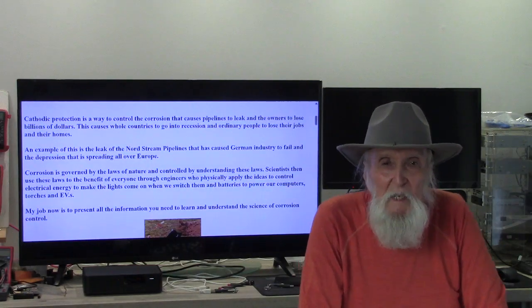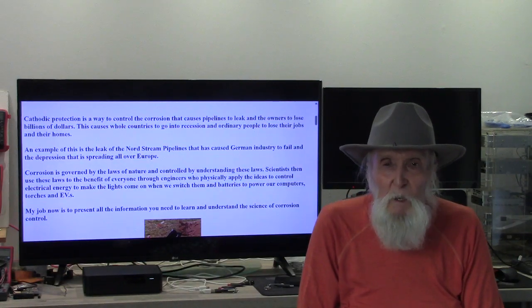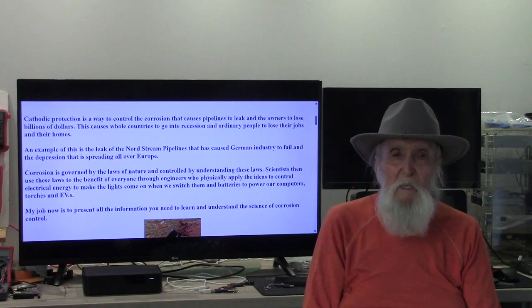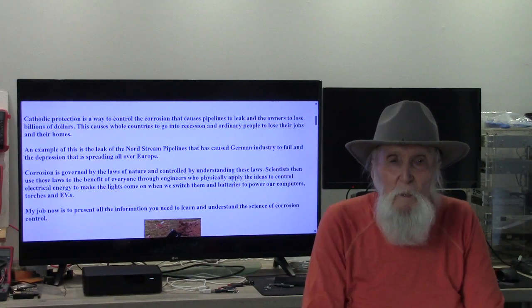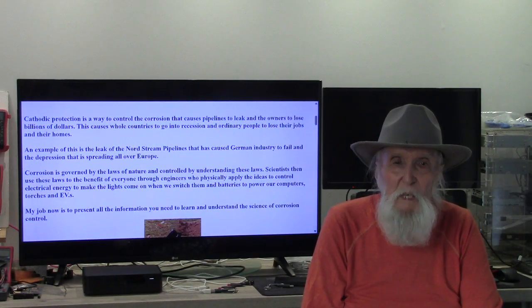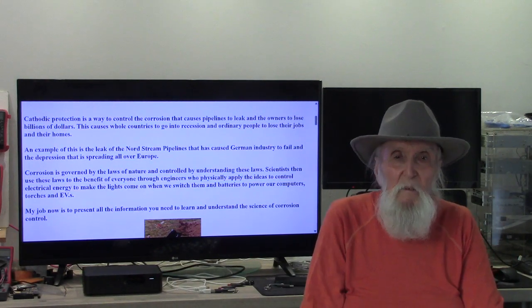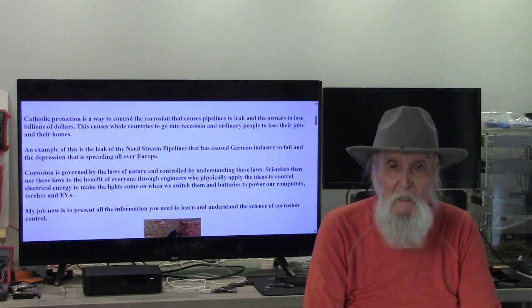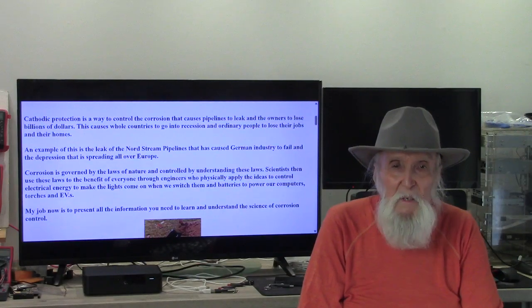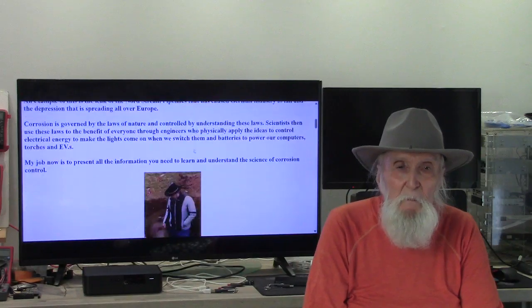Cathodic protection is a way to control corrosion that causes pipelines to leak and the owners to lose billions of dollars. This causes whole countries to go into recession and ordinary people to lose their jobs and their homes. An example of this is the leak of the Nord Stream pipelines that has caused German industry to fail and the depression that is spreading all over Europe.